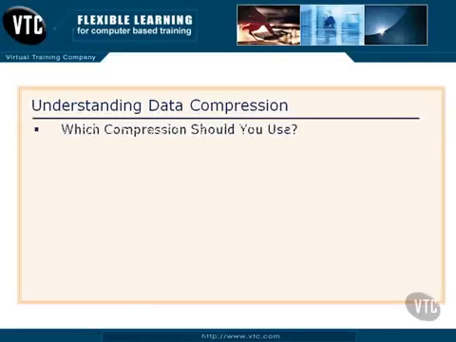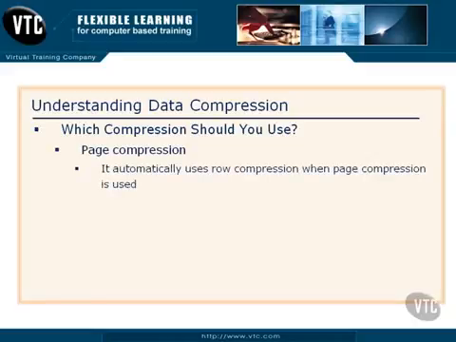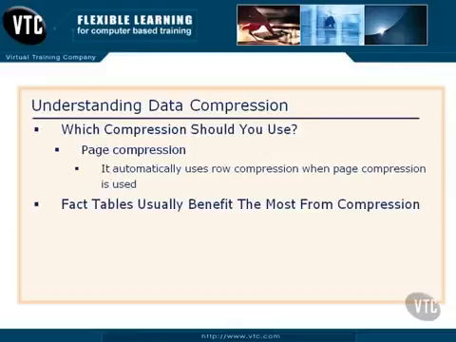Now, here's where it comes into play for you, especially on the exam. What compression should you use? Generally, you should use page compression because it will automatically implement row compression when you're using page compression. But if you use row compression, then you can't use page compression. I hope that makes sense. So the bottom line: use page, and it will implement row along with it. And fact tables usually tend to benefit the most from compression. That's a general rule, so watch for that on the exam, simply because fact tables tend to be larger, they get larger and larger, and they have some duplicate data in them.